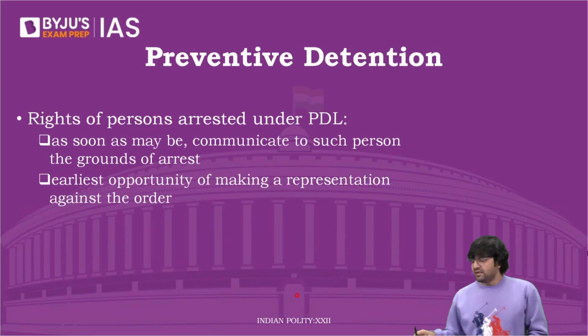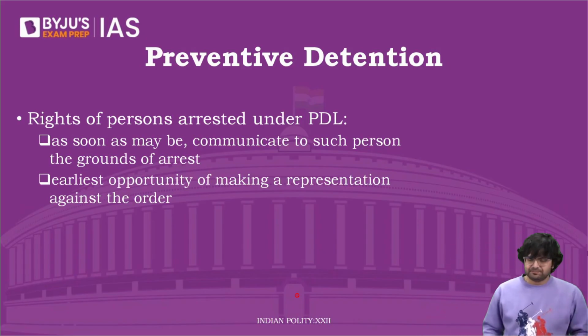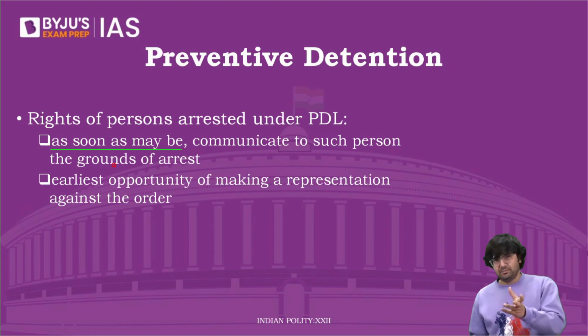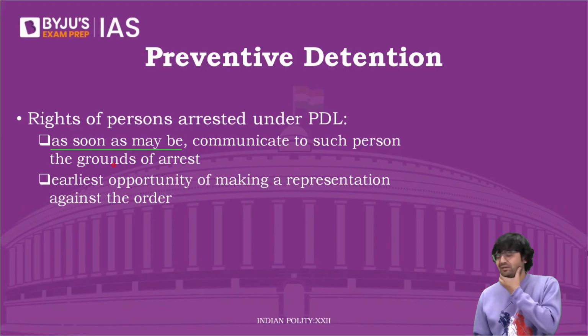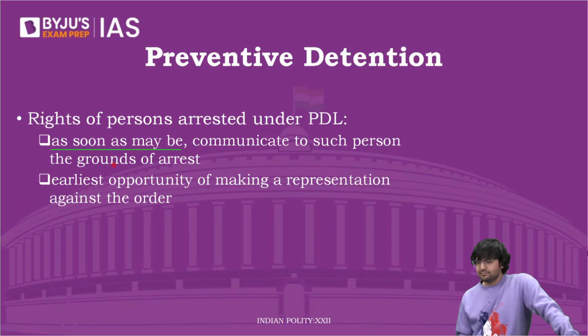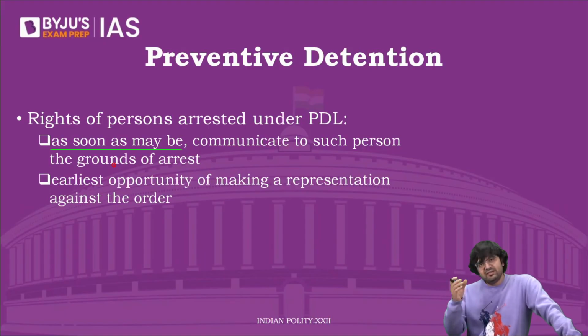Now, what are the rights of the people who are arrested under preventive detention? What rights do you have? Number one, as soon as possible, the police will communicate to you the reason for arrest. Now, can I ask you something? What is the meaning of as soon as possible? Tell me. If you say, sir, I will start writing answers as soon as possible, it means never. Are we clear? Frankly, it means never for the police.